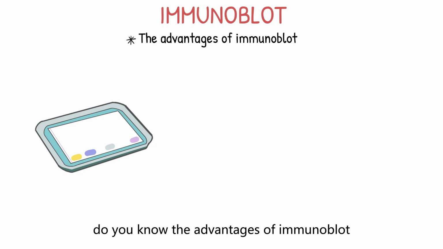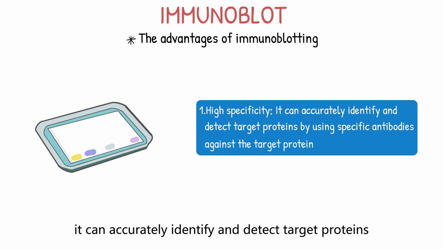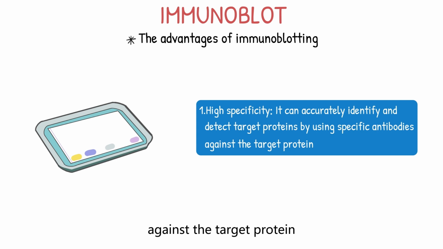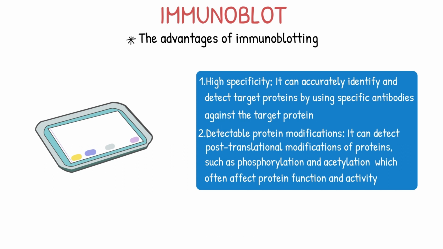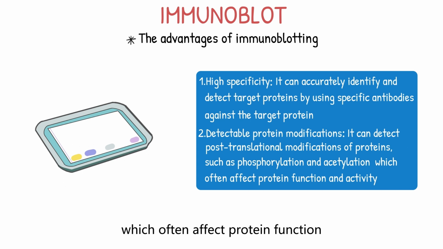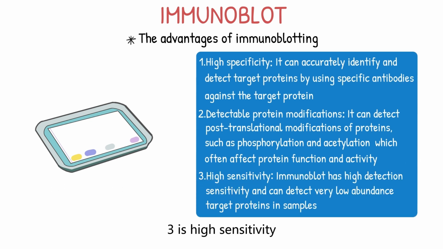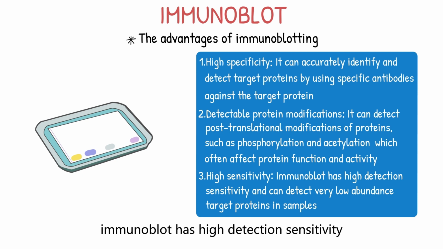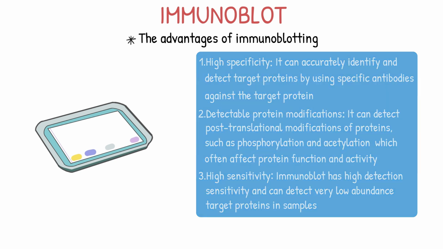Do you know the advantages of Immunoblot? First is high specificity. It can accurately identify and detect target proteins by using specific antibodies against the target protein. Second is detectable protein modifications. It can detect post-translational modifications of proteins such as phosphorylation and acetylation, which often affect protein function and activity. Third is high sensitivity. Immunoblot has high detection sensitivity and can detect very low abundance target proteins in samples.